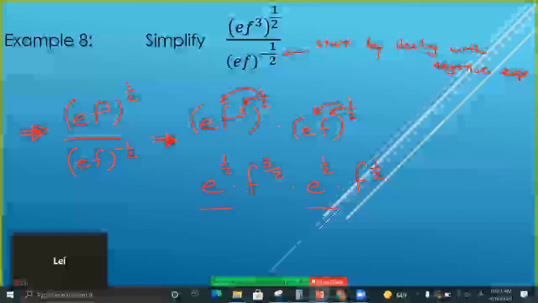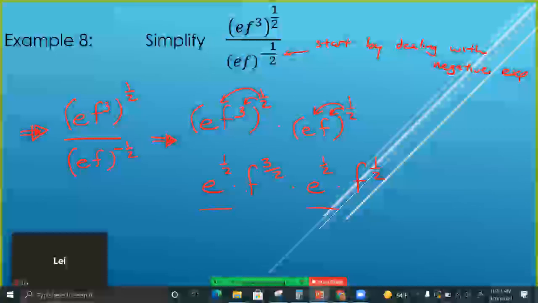We can add the two exponents if they're the same base, right? So e to the half times e to the half, that's like saying e to the 1/2 plus 1/2. And you know what? Same for the f's. This is f to the 3/2 plus 1/2. I've combined my e's together and my f's together.